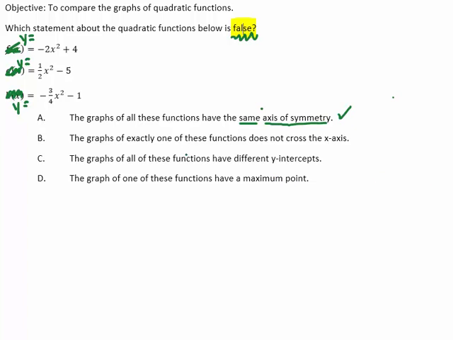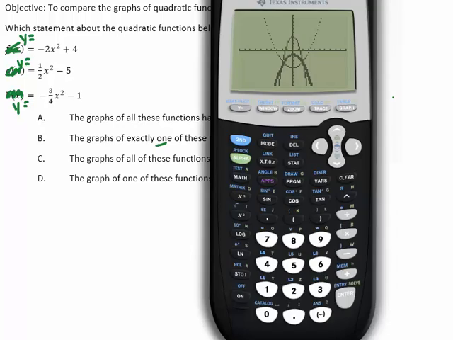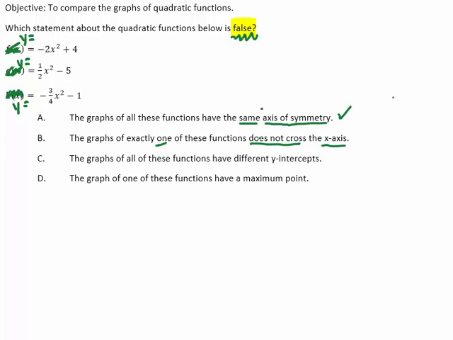All right, the next statement says exactly one of the graphs does not cross the x-axis. Let's look at our calculator and see. We notice the dashed line crosses the x-axis. The thin solid line crosses the x-axis, and the thicker line does not cross the x-axis. So that's true. Exactly one of the graphs does not cross the x-axis.